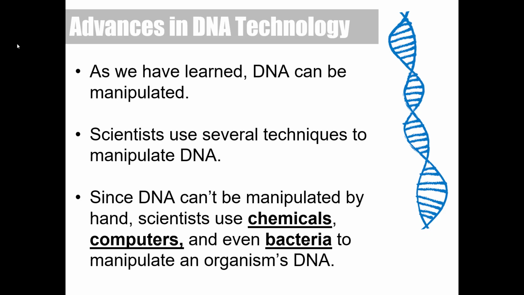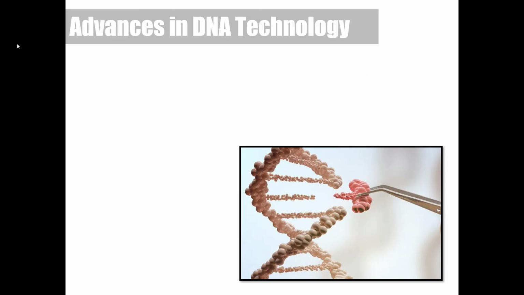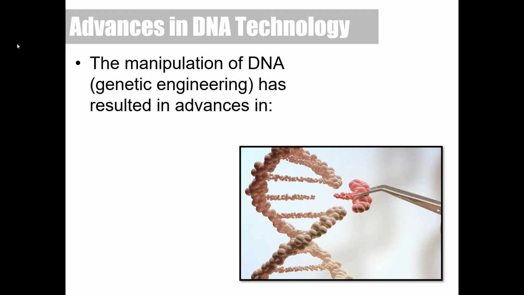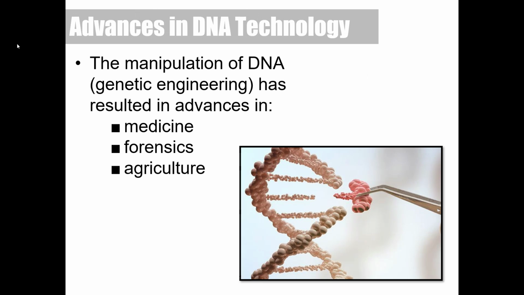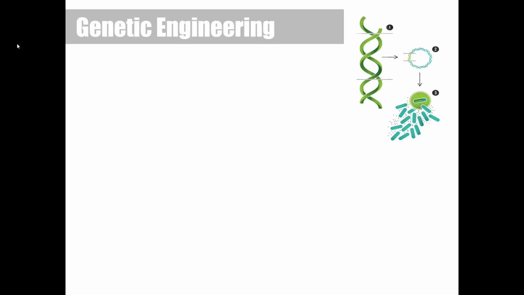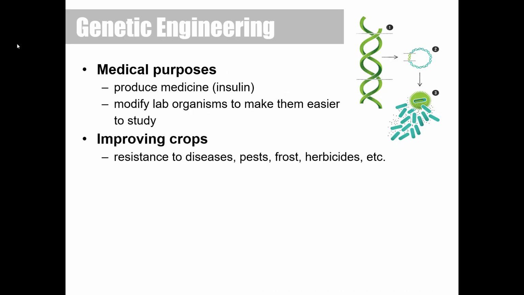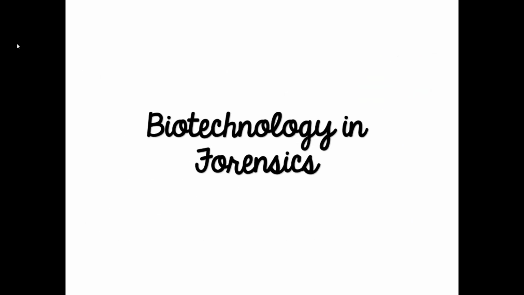Now, we have already discussed the fact that DNA can be manipulated, and scientists use different techniques to do this. Scientists can't manipulate DNA with their hands, but they can use chemicals and computers and even bacteria to manipulate an organism's DNA. So the manipulation of DNA, again, is called genetic engineering, and it has resulted in advancements in three specific categories that we're going to discuss in this particular lesson. So again, medicine, forensics, and agriculture, and we're just going to go through each of these. So just an overview of what we're going to discuss today.